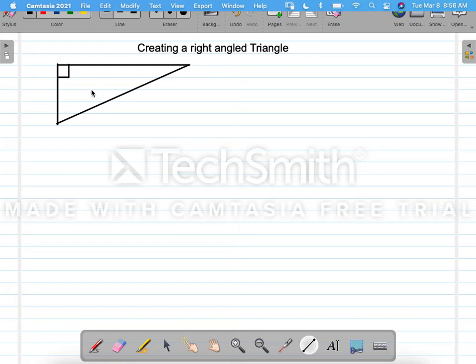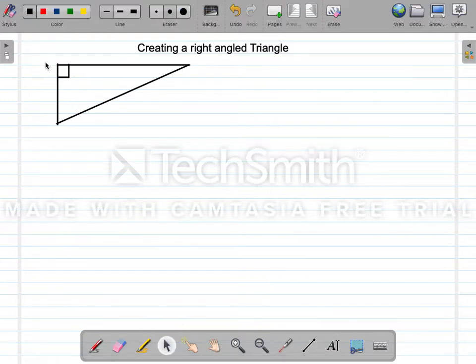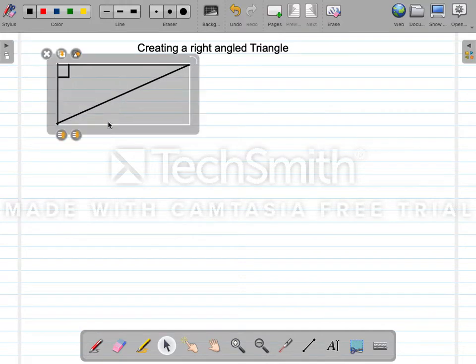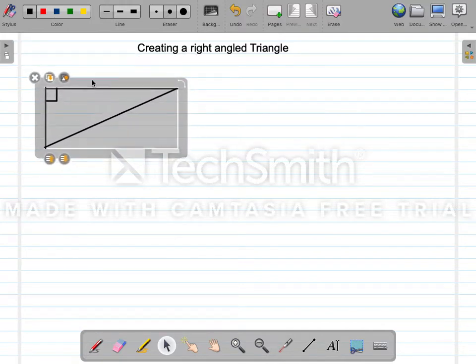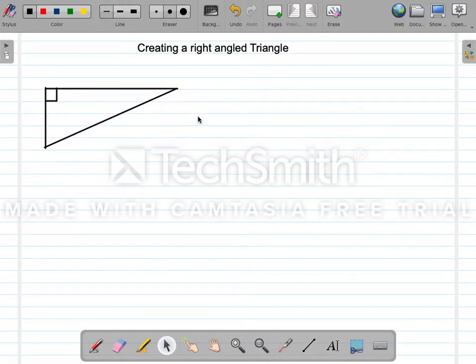So in creating a right angle triangle, you're going to draw any right angle triangle. Doesn't matter which direction it's facing. This is the direction we drew this one in. I'm just going to move it down a little bit. All right, so here's our right angle triangle. We identified where the right angle is, okay?